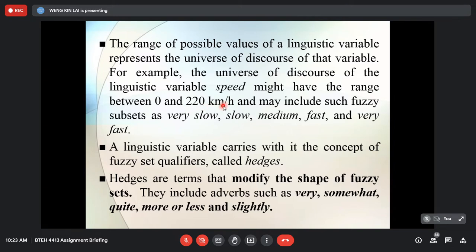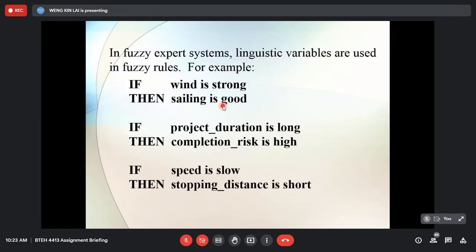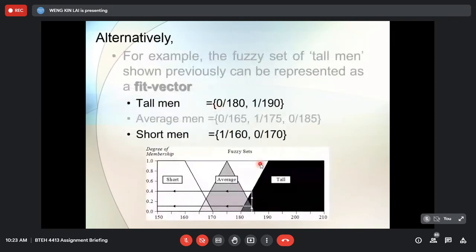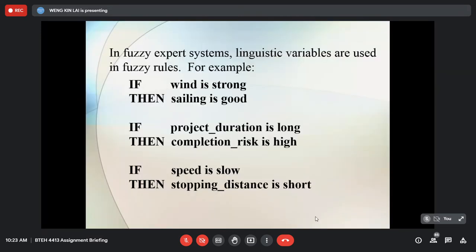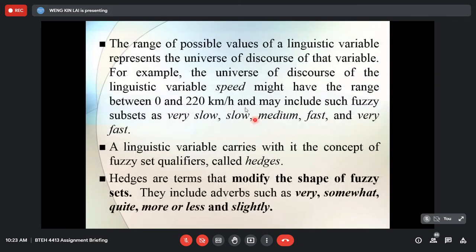And within that range, within that universe of discourse, you then assign values. In this case, our universe of discourse is 150 to 210, basically the height of a man or person. If we're doing it for speed within the range of 0 to 220, you can see here that I have assigned five memberships: very slow, slow, medium, fast, and very fast.